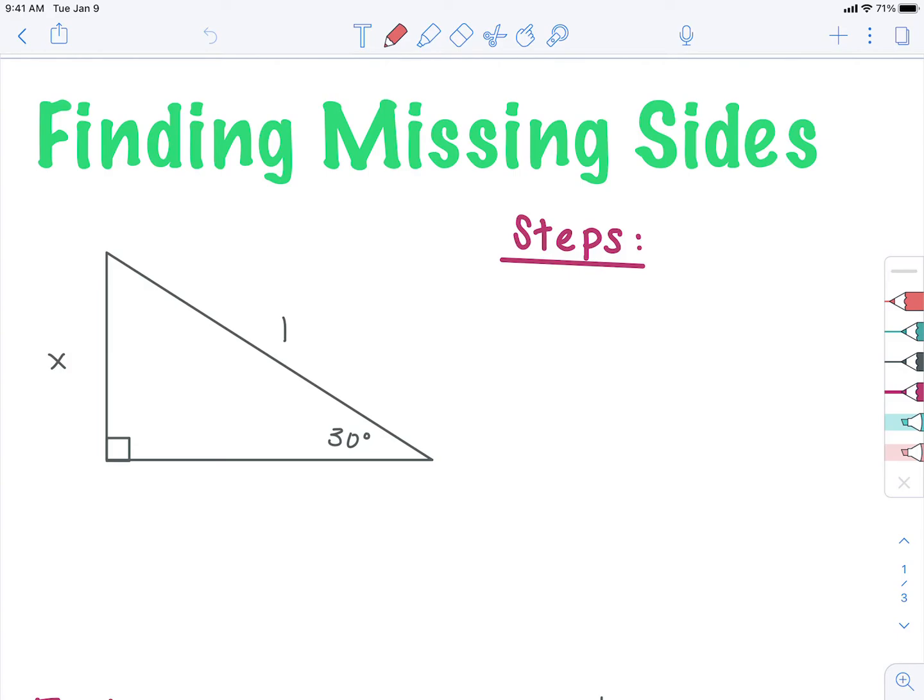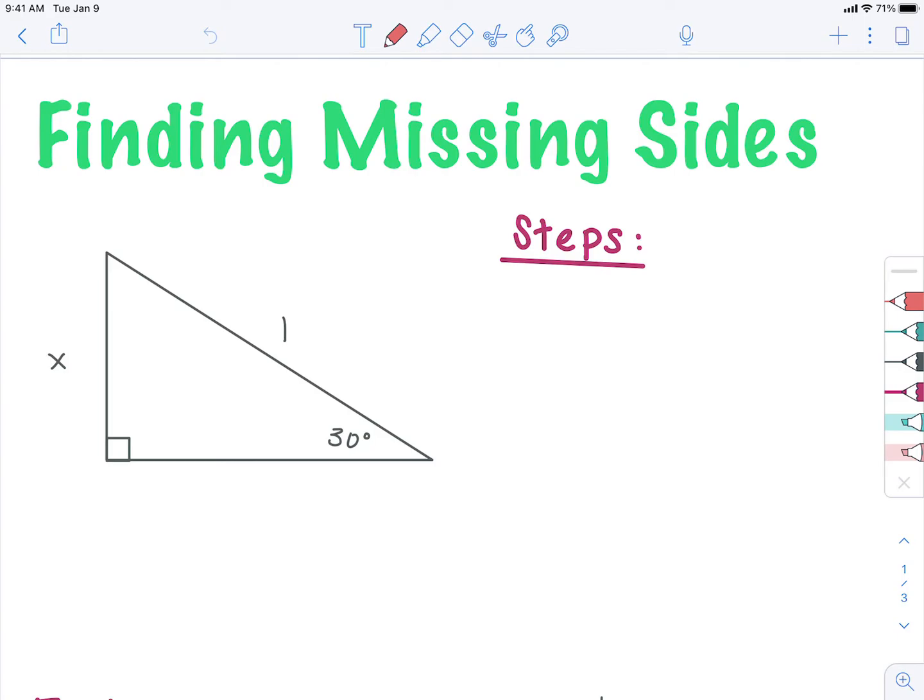We can use our trig functions in order to find the sides of missing triangles. And that's one of our most helpful things with trig, is to actually find measurements that we can't physically walk up and calculate or pull out a ruler and measure.